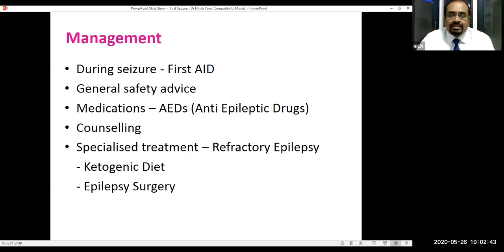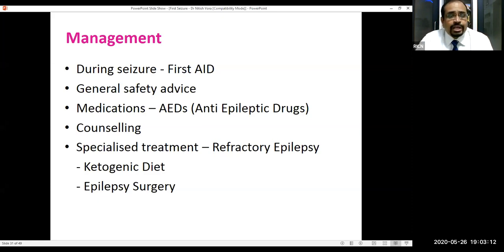So how do we deal with that? During the seizure, first aid is very important. Make sure the child is in the recovery position, nothing to be put in the mouth, and reassure parents. General safety is required, prevent injuries, and always nothing to be put in the mouth. General safety advice and lifestyle advice, of course, be safe for routine things. We should be wearing a helmet anyway, but avoid high trauma activities like sports, rock climbing, etc.